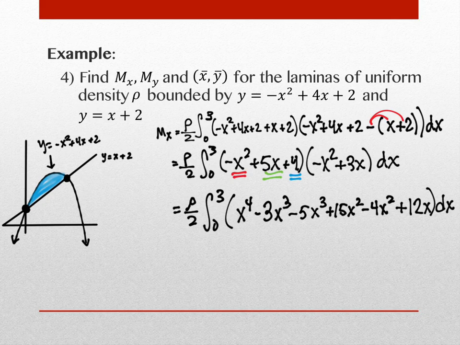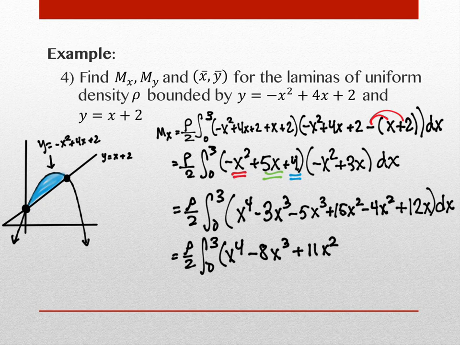Okay, so some computational algebra kind of stuff. We're going to combine some like terms. So I only have an x to the 4th. How many x cubes do I have? Yep, negative 8x cubed. How about my x squareds? 11x squared, and then 12x at the end.